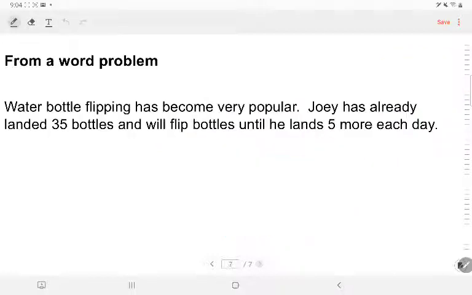Okay? And lastly, I can do a word problem. Water bottle flipping has become very popular. Joey has already landed 35 bottles and will flip bottles until he lands 5 more each day. So we take a look and we need to know if we can find the slope in the problem and the y-intercept in the problem, then I can do this very easily, right? All right. So he's already landed 35 bottles.